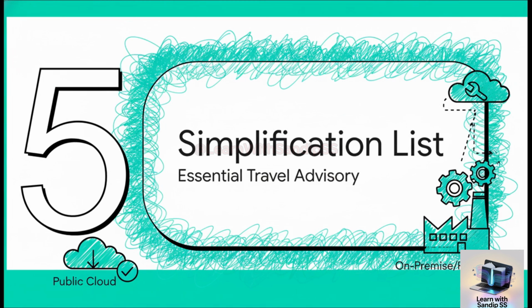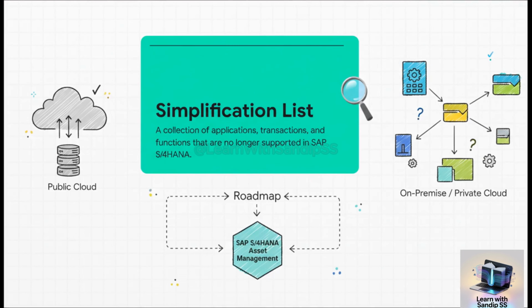Okay, last section, and this one is absolutely crucial. Before you start any implementation or upgrade, you have to check the travel advisories. And in the SAP world, that essential document is called the simplification list. You cannot skip this. So what is it? This document is basically your non-negotiable reading list. It tells you, in plain terms, what applications, transactions, and functions are gone, no longer supported in S/4HANA. Seriously, ignoring this is like trying to drive from New York to LA without a map, and without checking for any road closures. You're just going to get stuck.